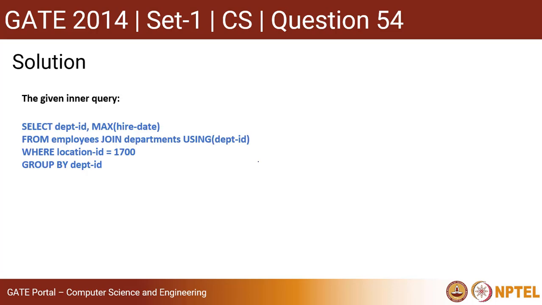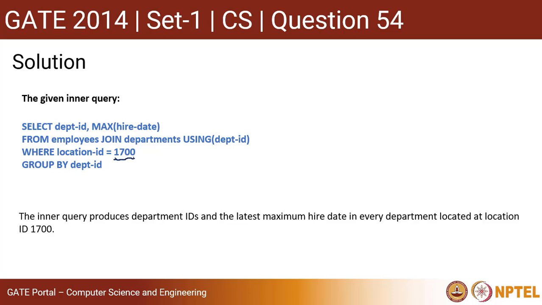So first thing what we are doing, we are putting our where clause and finding out the departments which are located at location ID 1700. That is the first job we are doing. Then we are putting the group by with the department ID, right? And for each department ID, we are finding out what is the max hire date, the latest hire date, right? And the corresponding department ID.